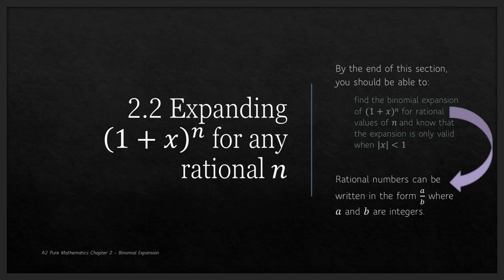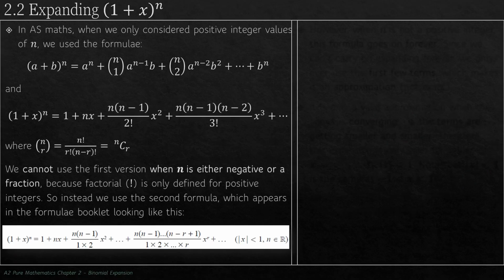This takes us on to the A2 content, where we are expanding 1 plus x to the power of n for any value of n. At AS, n was a positive integer, but now we can have any rational value of n.